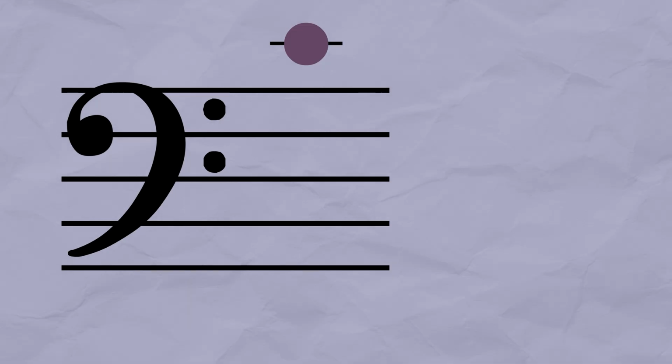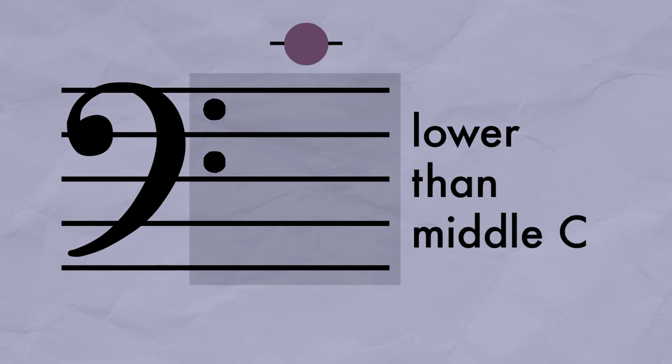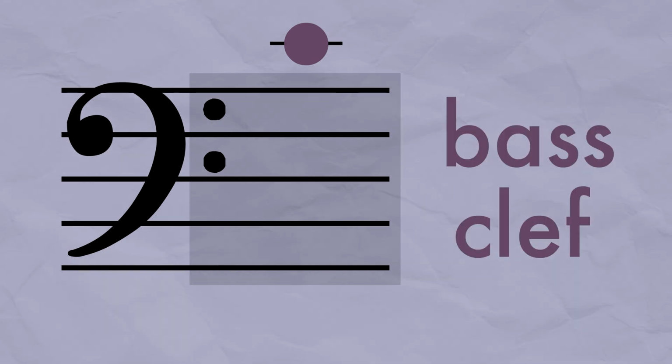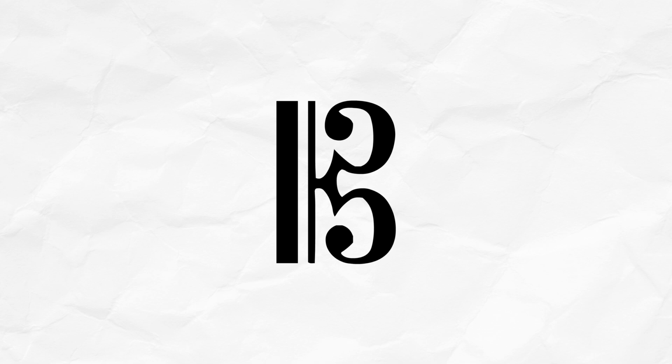Conversely, the F-clef is useful for writing parts that are lower than middle C, such as what a bass guitar, a double bass, a cello, or a trombone would play. That's why it's also called the bass clef. These are the 2 most commonly used clefs, but in certain cases where we need to focus on the range of notes directly around middle C, we can use the C-clefs.